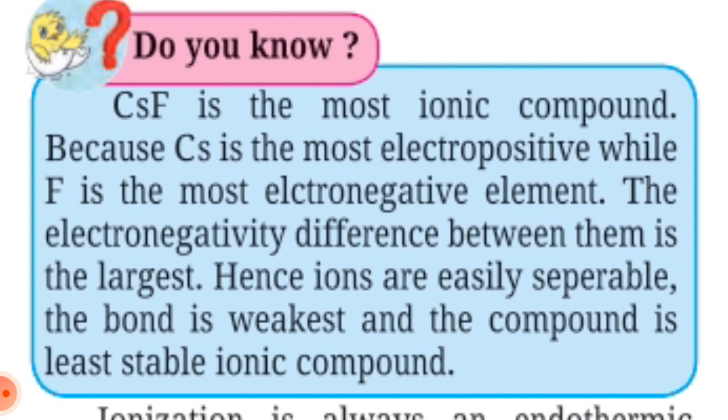Cesium fluoride is the most ionic compound because cesium is the most electropositive element and fluorine is the most electronegative element. The electronegativity difference between them is the largest. Hence, the ions are easily separable, the bond is weakest and the compound is least stable ionic compound.